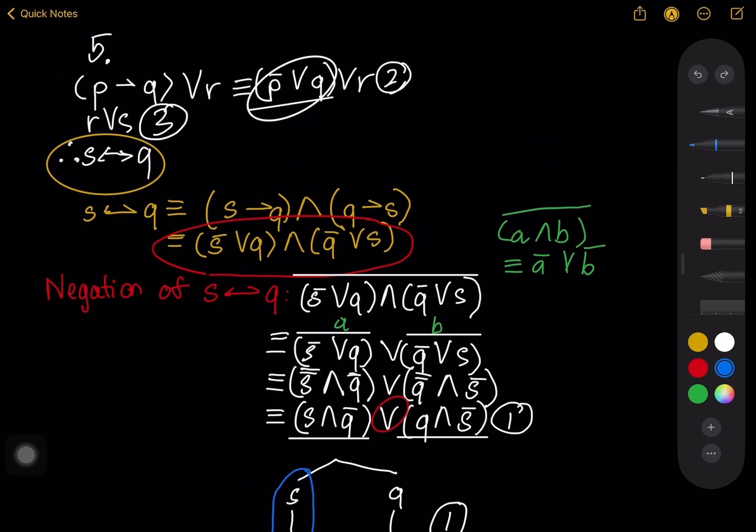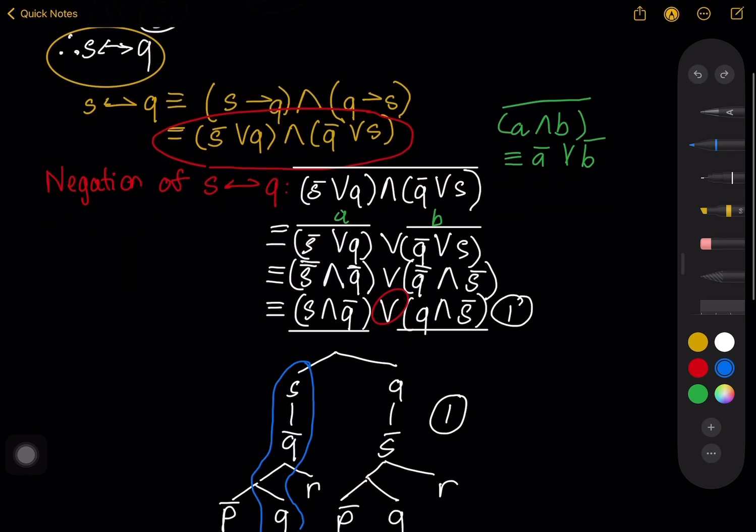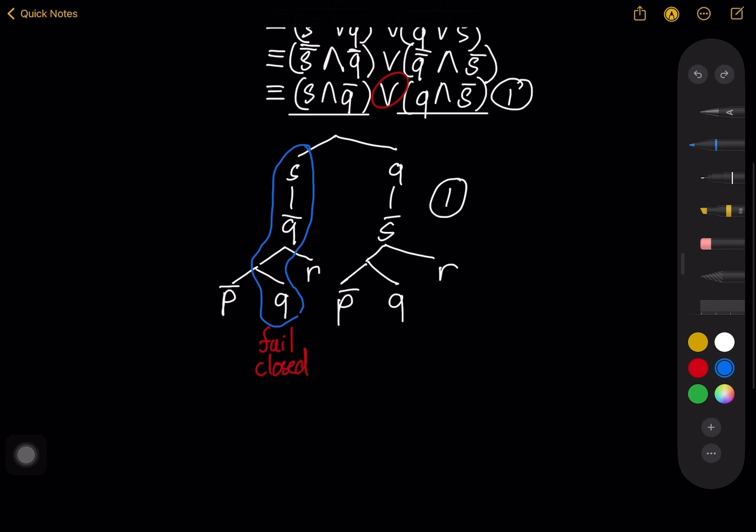Let's consider our third line, which is the second premise, not S or Q. Okay, we have two branches, and then not S, not S. Also this one.